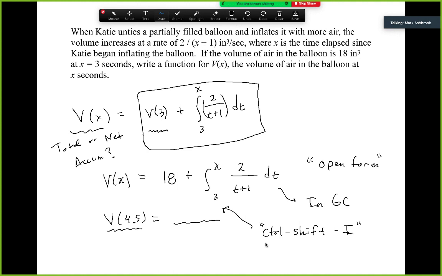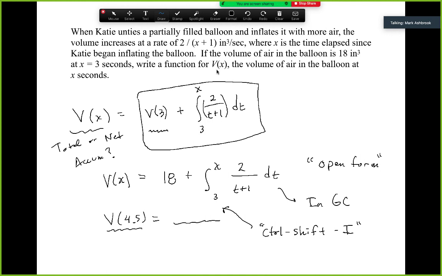Okay, any questions on this? How did you know which function to use? I'm not sure what you mean. Here? Yes, between total or net.